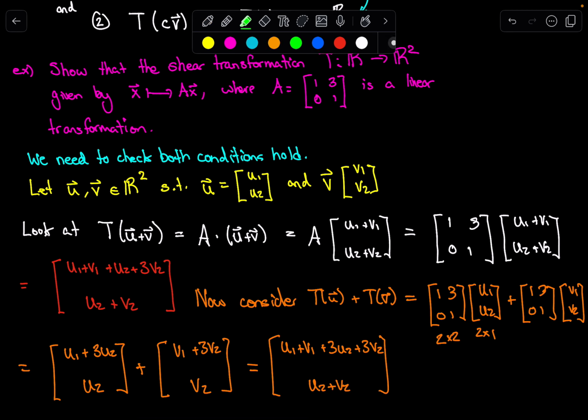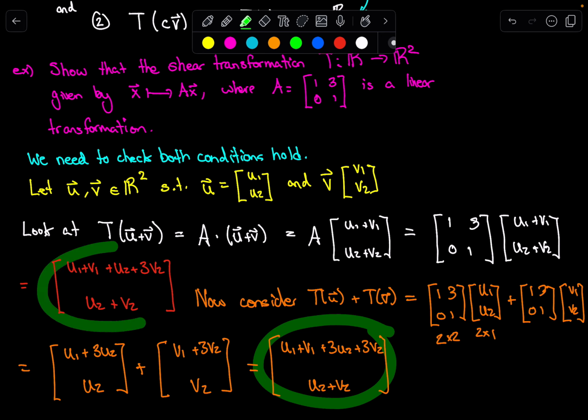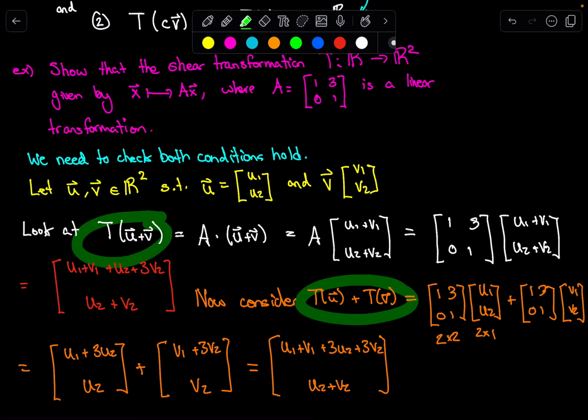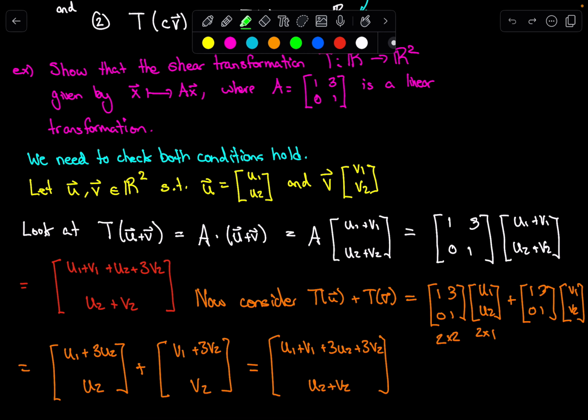And so since these are the exact same, this is the exact same as this, what we have just shown is that in general, for any random vectors u and v that we could pick from R2, T of u plus v is equal to T of u plus T of v. So we've shown the first part of linearity holds.